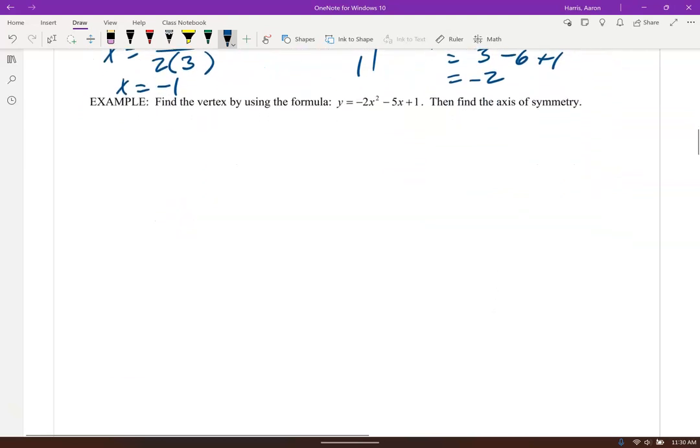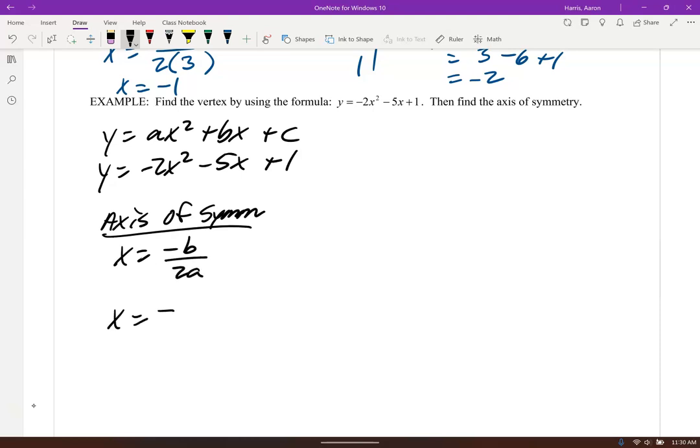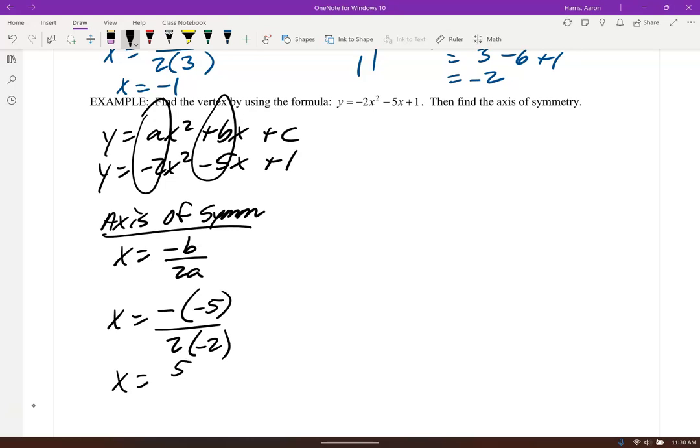Let's go ahead and do this next one. Y equals, so here's my standard form. Y equals negative 2x squared minus 5x plus 1. And let's go ahead and find the middle of the graph for this parabola, our axis of symmetry. X equals negative b over 2a. Our b here is negative 5. Our a here is negative 2. So we get 5 over negative 4, or negative 5/4. So when I'm drawing this, I'm at negative 1 and a fourth.